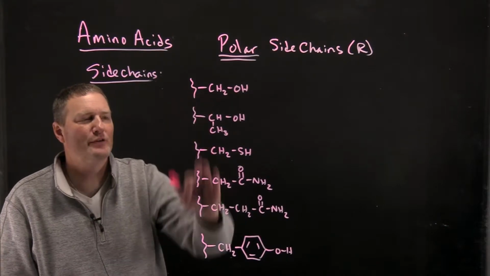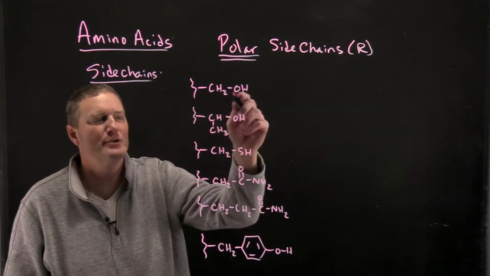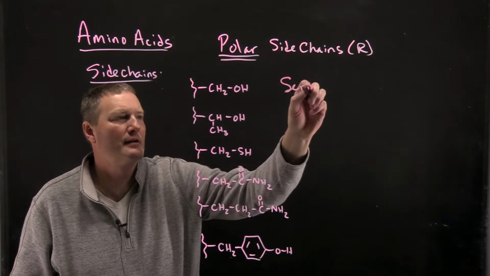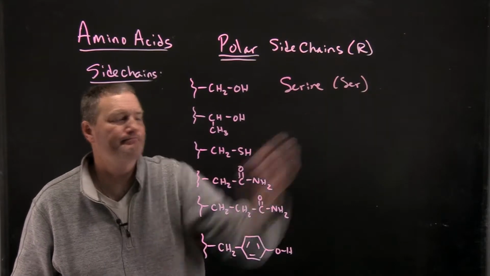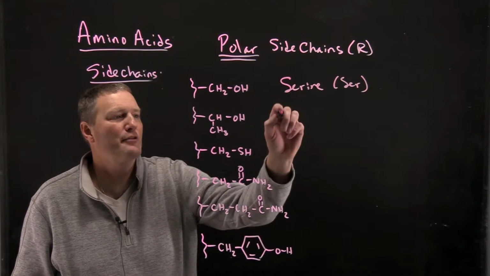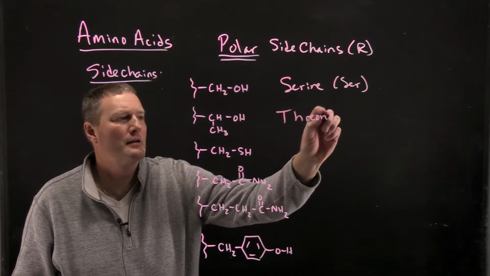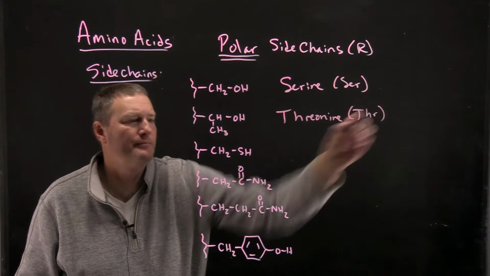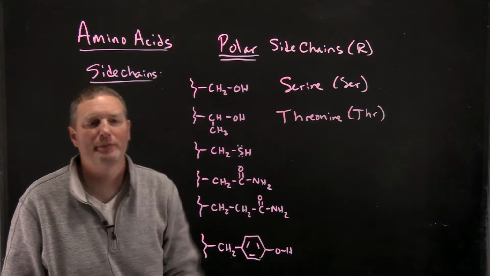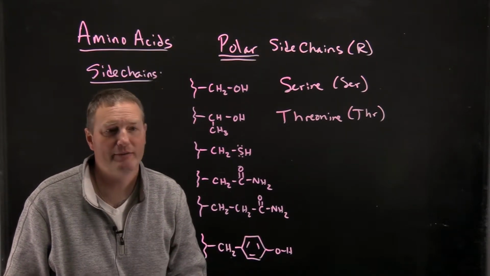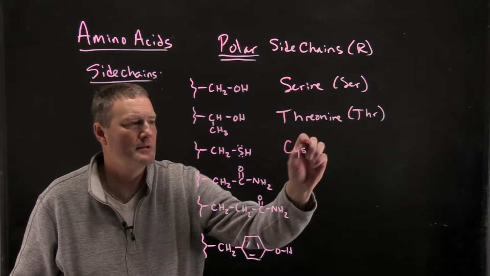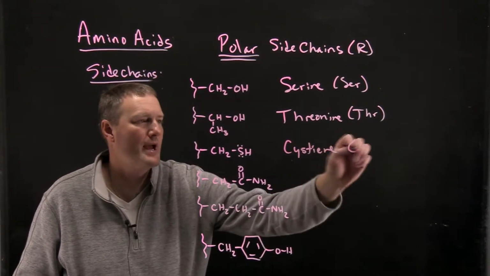So let's look at these sort of in order. The first one here has a CH2 and an OH, so just a simple primary alcohol. This is called serine, or SER. The next one you notice has actually a secondary alcohol. This is called threonine, THR. Next, we have something that's very similar to serine, except now we're replacing the alcohol with a sulfhydryl or a thiol group. This is called cysteine, or CYS.